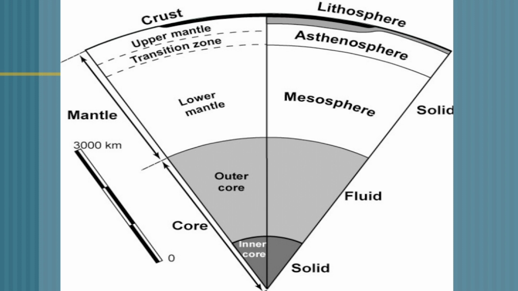Minor plates: number 1 is the Arabian plate. Second, the Bismarck plate. Third, the Caribbean plate. Number 4, the Caroline plate. Number 5, the Cocos plate. Number 6, the Juan de Fuca plate. Number 7, the Nazca or East Pacific plate. Number 8, the Philippines plate. And the 9th, the Scotia plate.